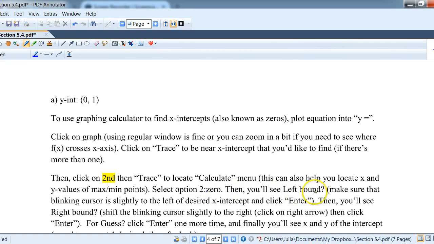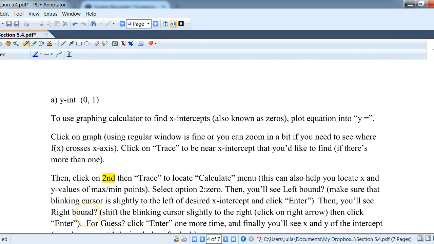Then you'll see the left bound with a question mark. What you want to do is position the cursor so it's slightly to the left. Sometimes it's above the x-intercept, sometimes it's below, depending whether you're increasing or decreasing. So you may have to kind of eyeball it. And then you'll click enter once you position it to the left.